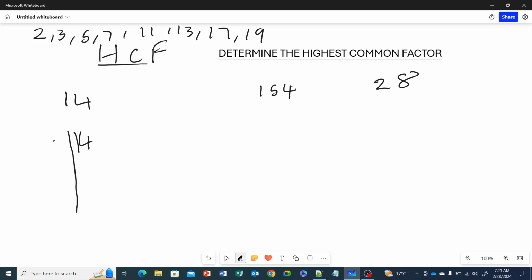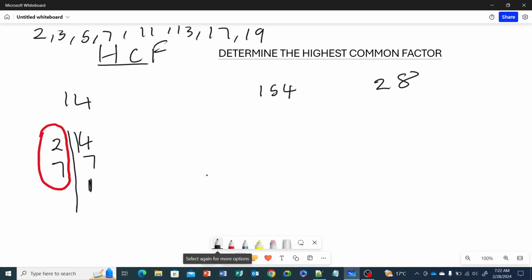So 14 divided by 2 we are going to have 7. So 7 we can see it's part of the prime numbers. So we're going to divide it by itself. Then we have 1. So the numbers you see on the left over here, we call them prime factors.